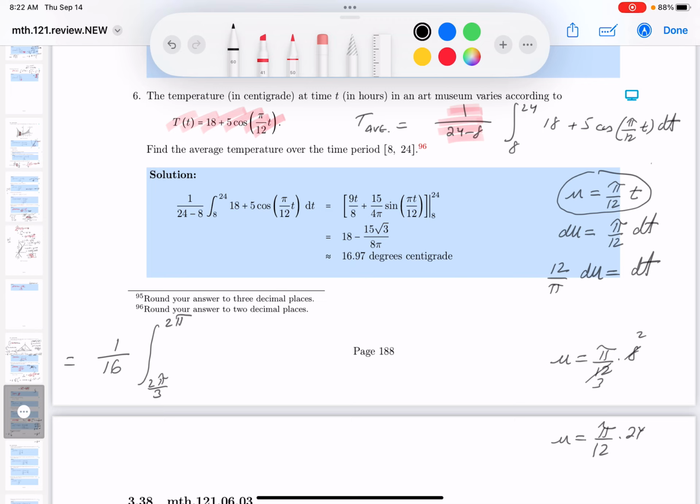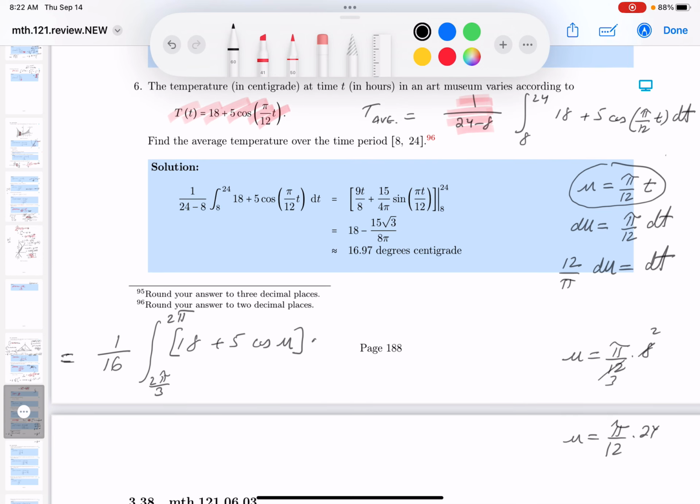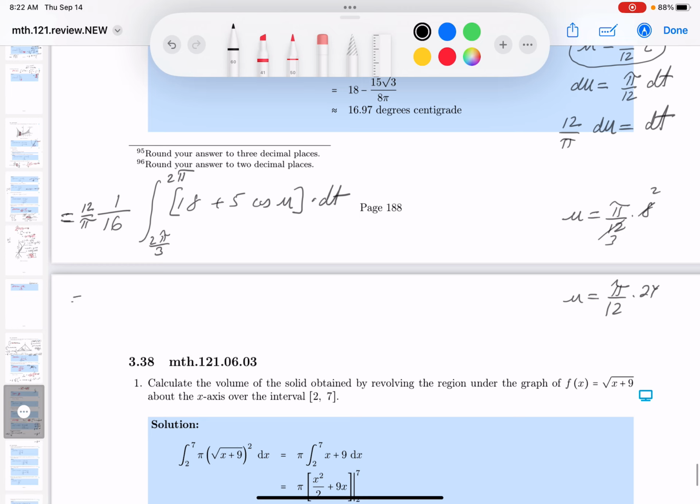Let's keep moving through it and see what we come up with. The next thing I get over here is 18, not a big issue, and then I get 5 cosine of u. I can put this in parentheses over here, and then it's times the dt. What's the dt? It's 12 over pi du. I'm going to put that on the side, outside the integration. So I'm going to say 12 over pi du. Let me see how I did.